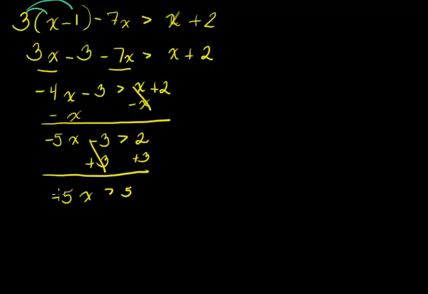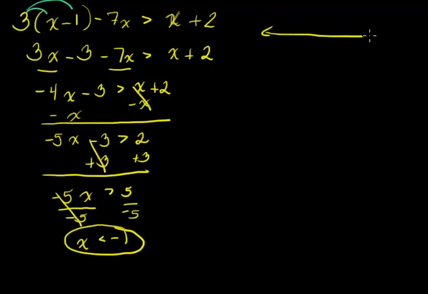Now we are almost done. This coefficient is negative, so we are going to divide everything by negative 5. When we do so, we flip the inequality, and our answer is x is less than negative 1.